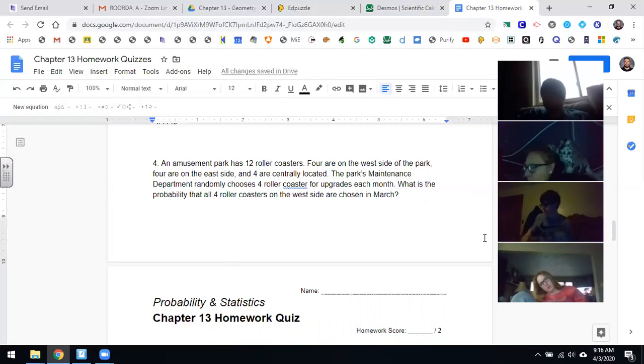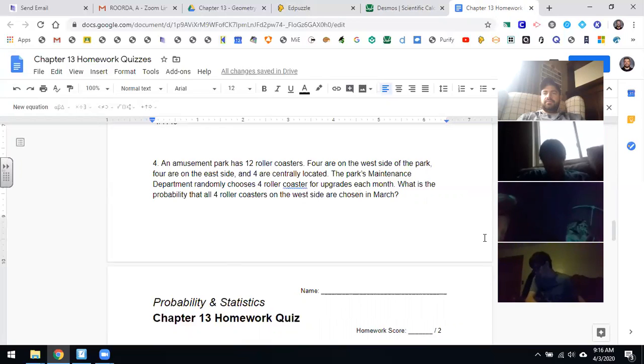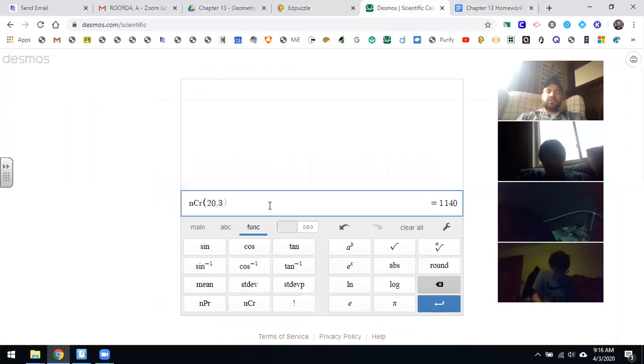So we want to think, does the order matter in this case? Does it say the first one on the east, the second one on the, we're looking at the west side. So the farthest from the west, then the second farthest, then the third farthest, and the fourth? It doesn't. It just says that it wants those 4. So we're just going to choose a combination, because it's a combination of 4 specific ones. There are 12 roller coasters, and we're choosing 4 of them that are on the west side.